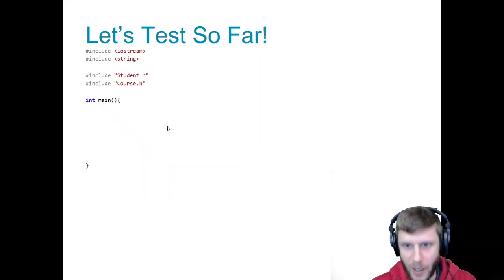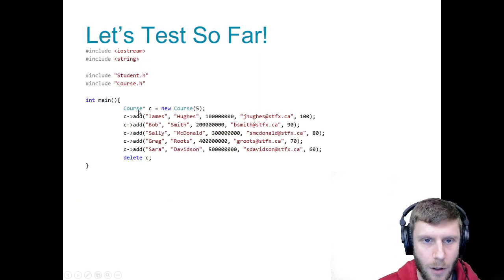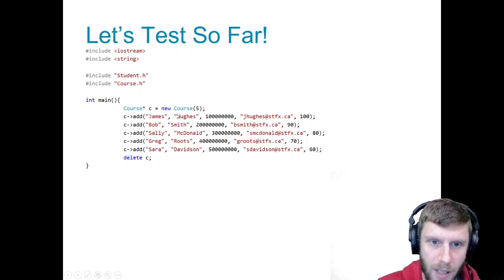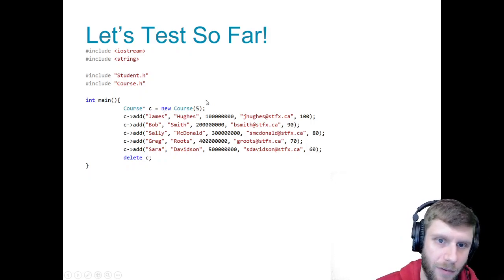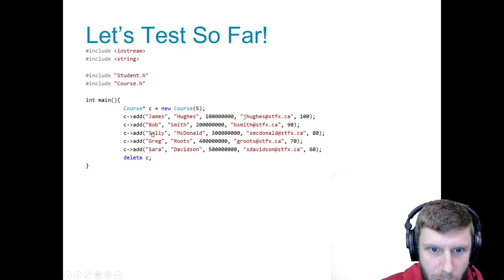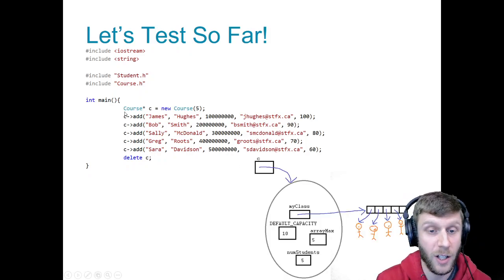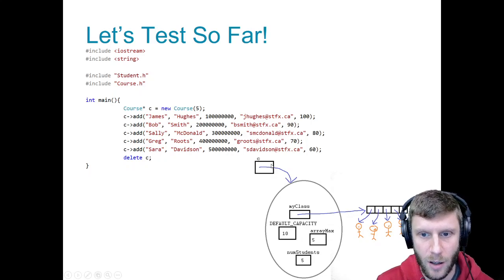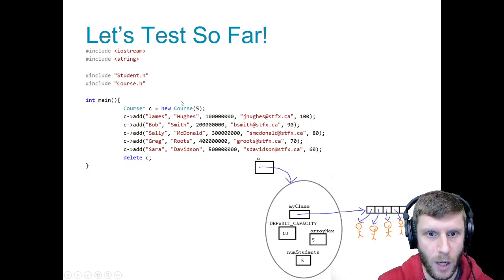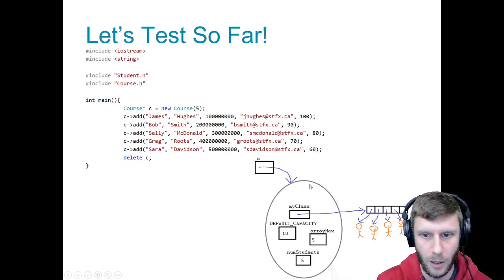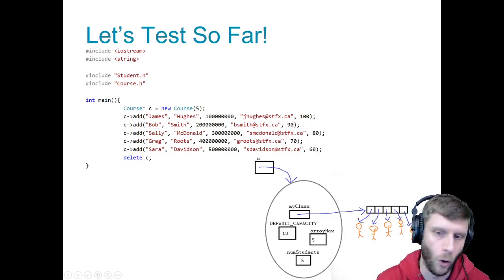I'll go back here. So what are we saying? Well, all right, so we have a pointer to a course object. So we're creating a new course of size 5. And I'm gonna add 1, 2, 3, 4, 5 students. So here's what we have. We have the variable C, which contains the memory address of where the course is stored in memory. And I'm representing the course as this oval.